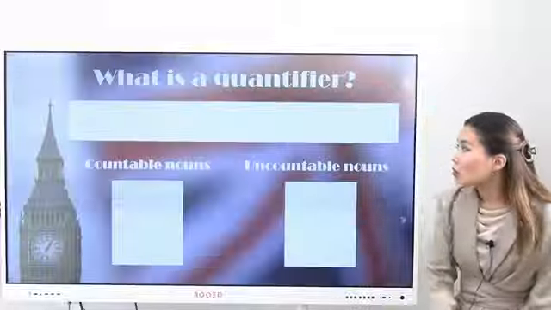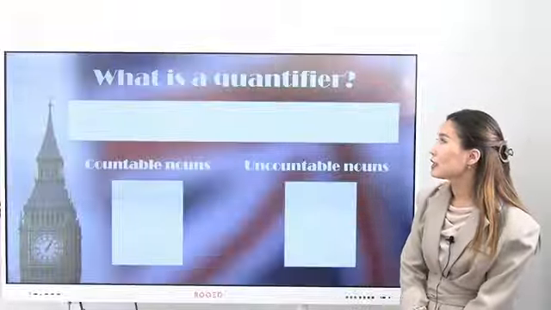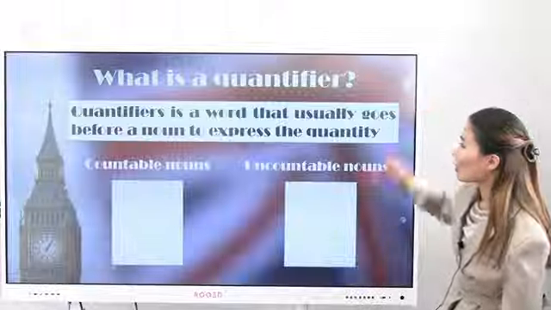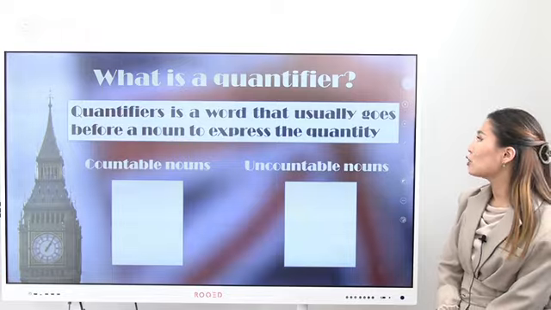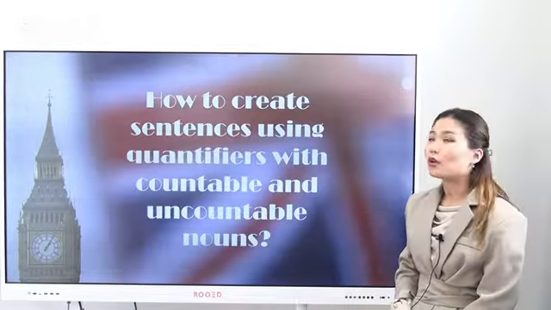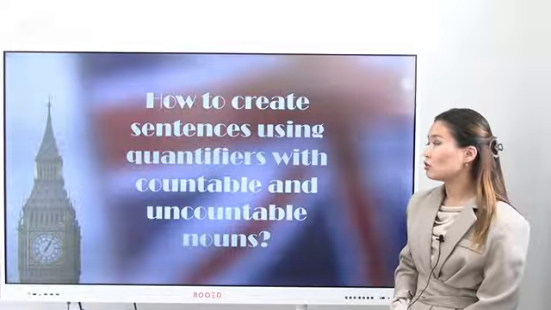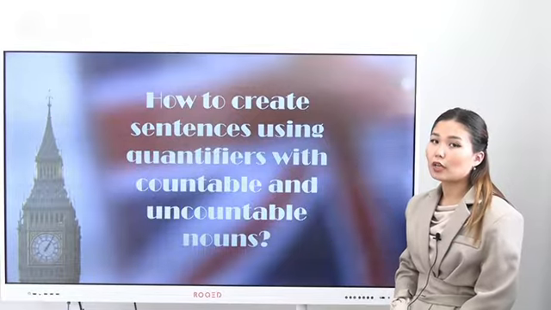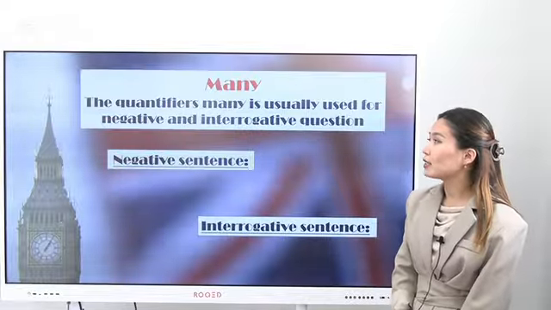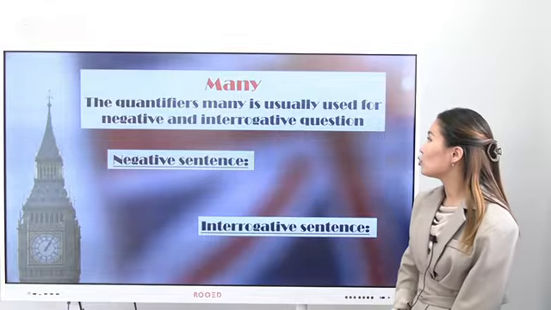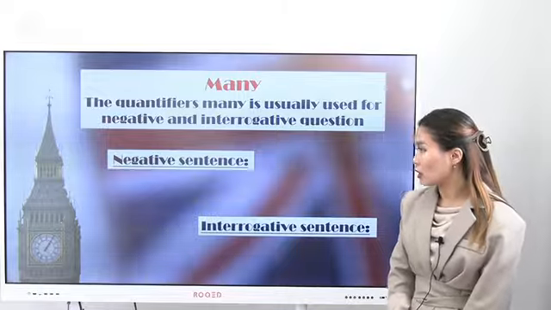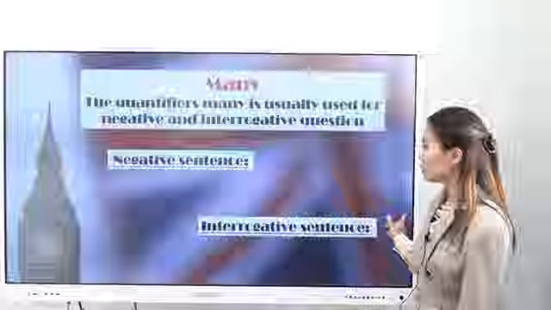Okay. What about quantifiers? What is a quantifier? A quantifier is a word that usually goes before a noun to express a quantity. How to create sentences using quantifiers with countable and uncountable nouns. The first quantifier is many. The quantifier many is usually used for negative and interrogative sentences. The first example, negative sentence.